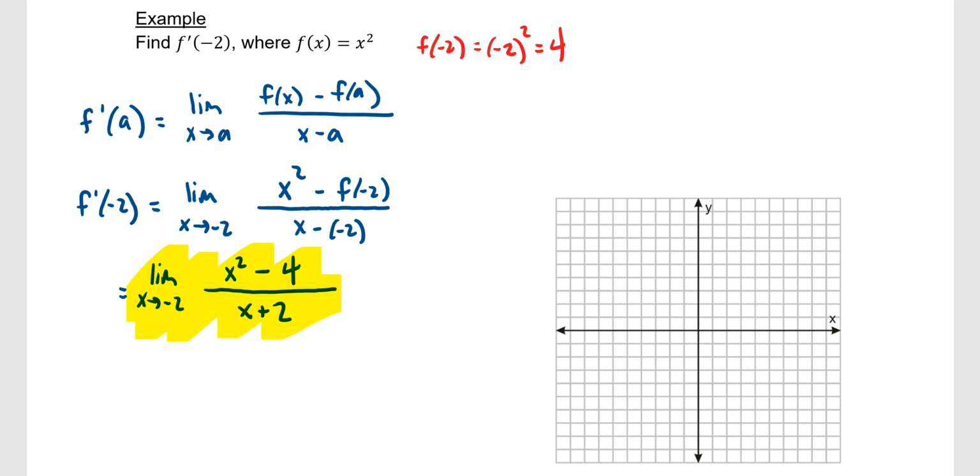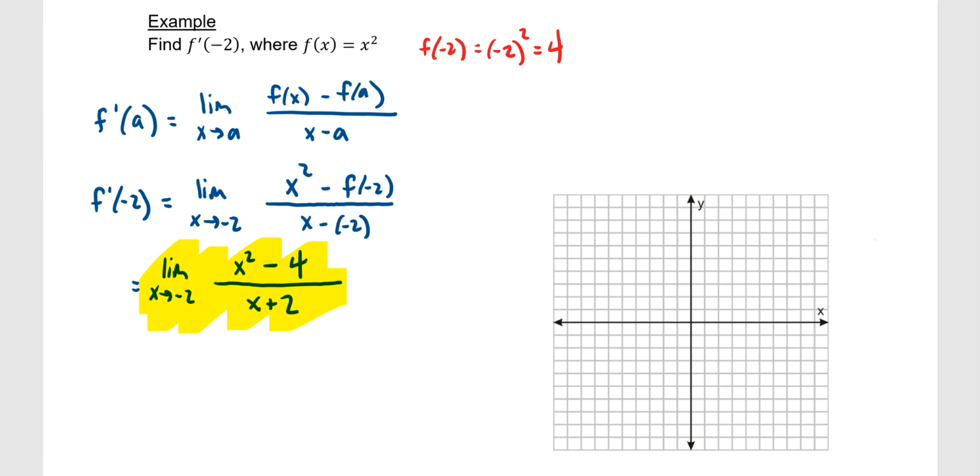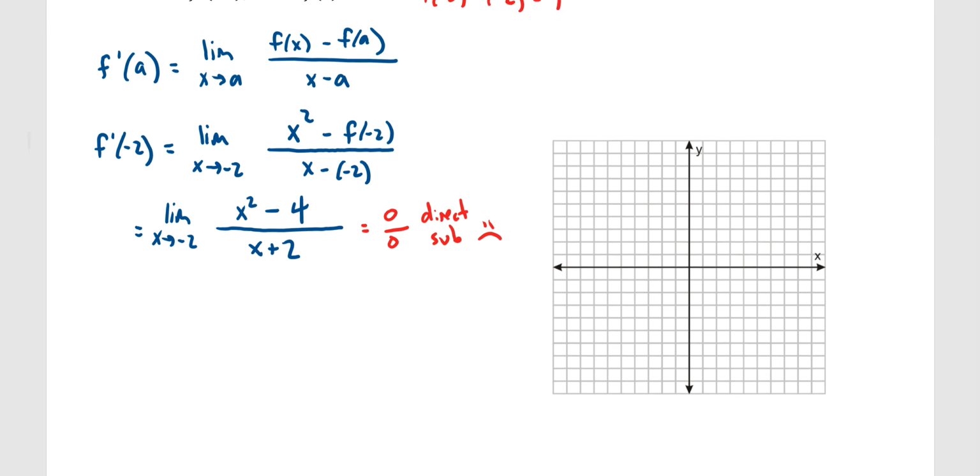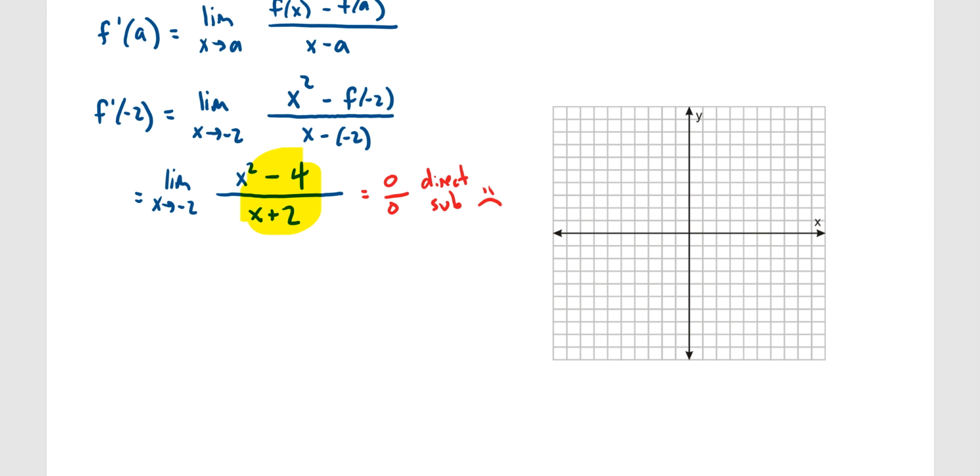So all we're doing is trying to evaluate this limit, right? We evaluated limits already. You know, try direct substitution. If you try direct substitution, you will get 0 over 0. Plug in -2, sad face, you get 0 over 0. So we know how to handle this, right? 0 over 0 with a rational function. You factor the numerator and denominator. The denominator cannot be factored, which is fine.